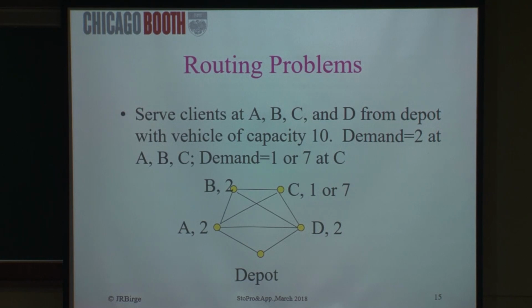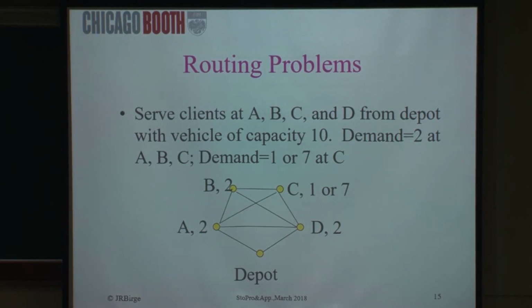Now I'll show another example, and this is to illustrate the nature of these models. So let's say that we're routing a truck to deliver gasoline to different places. So I have 4 different gasoline stations that I have to deliver to. And I start from the depot here. So I go from the depot and I can go out to each of these different gasoline stations and deliver gasoline to them.